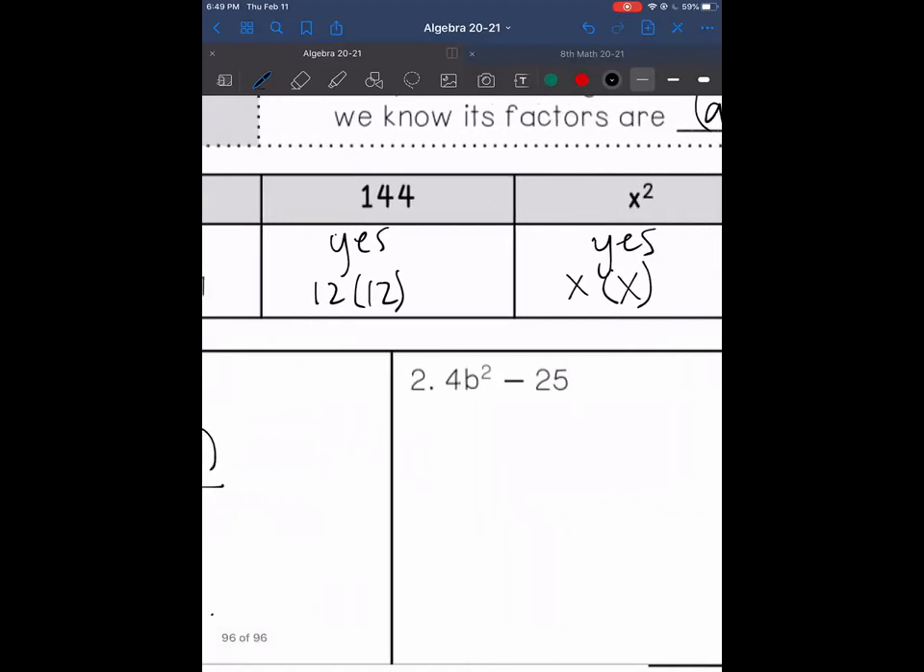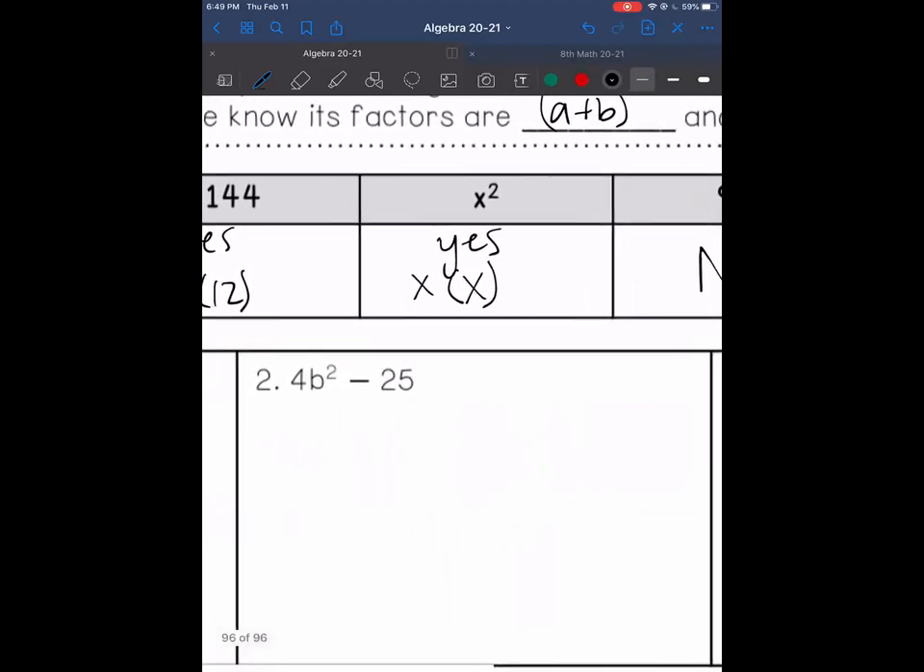Okay, number 2, we can take the square root of 4b squared. Go ahead and set up my parentheses. That would be 2b plus and 2b minus, and the square root of 25 is 5. Now, some of you are maybe wondering how I'm getting these numbers. I'm taking the square root of both of those.